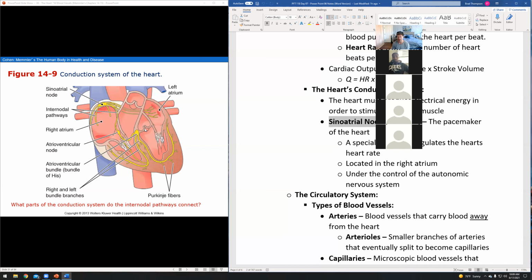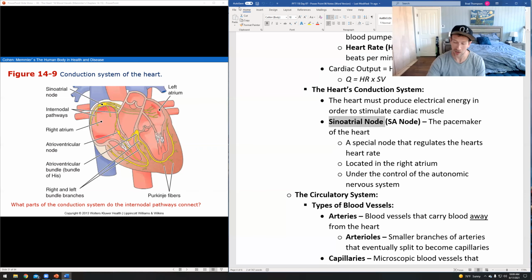Sometimes, if the cells are damaged long enough because of fibrillation, well then your sinoatrial node's got nothing to contract with, and there's nothing we can do about that. But that's what the pacemaker of the heart is.